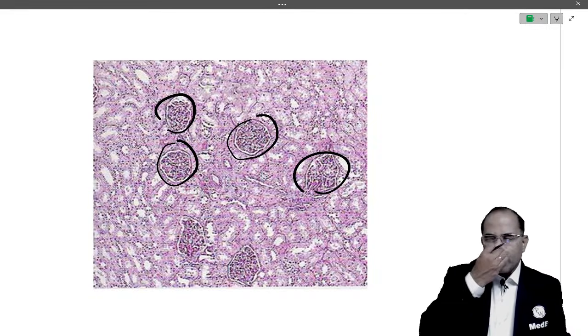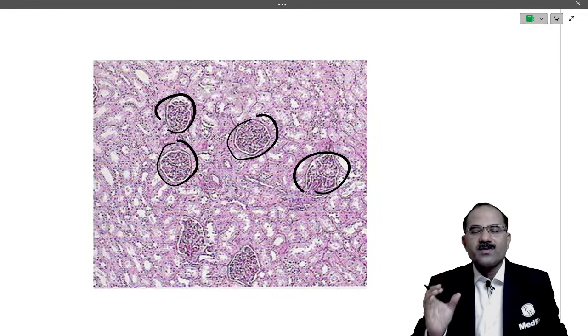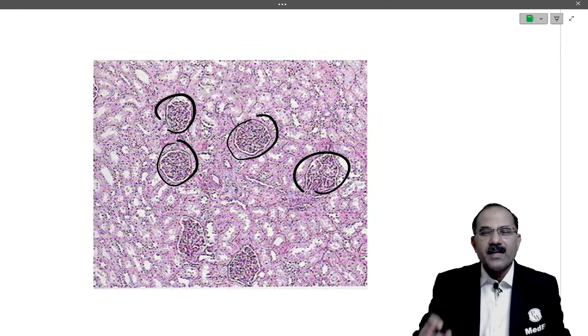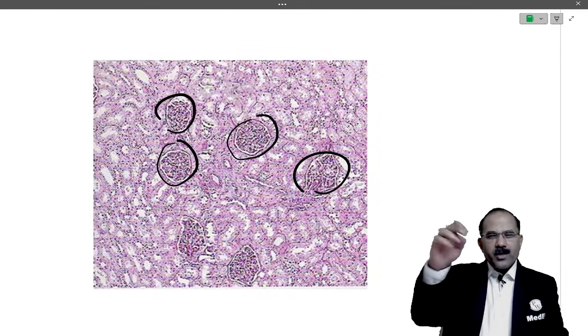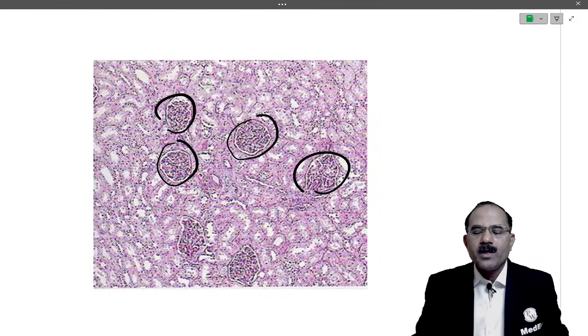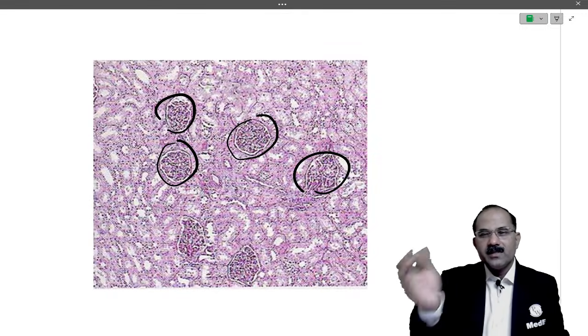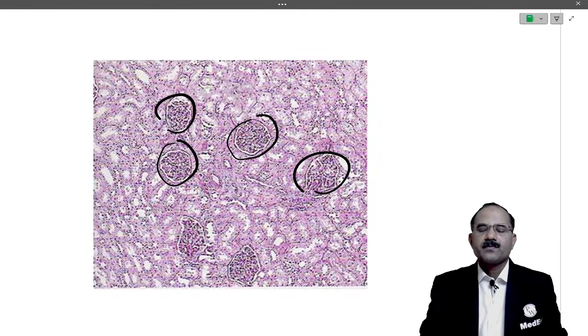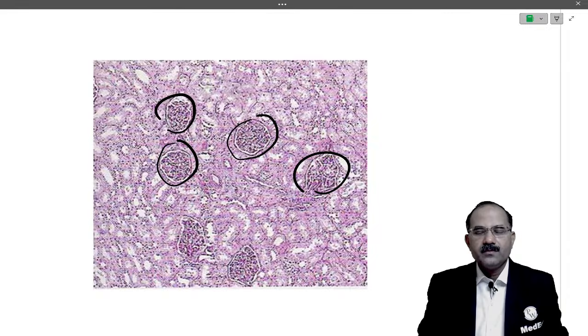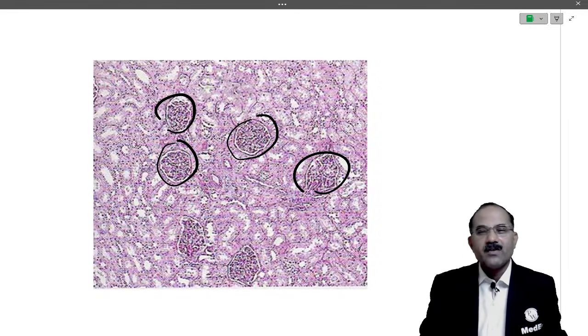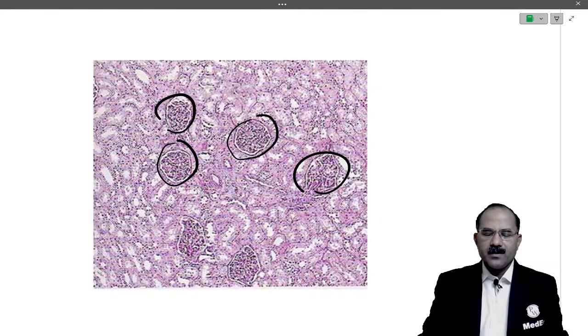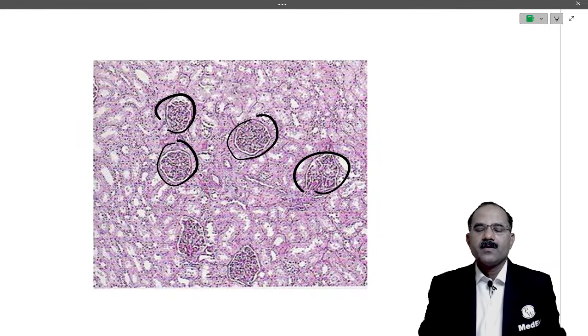Then differences in PCT and DCT is asked. What is the difference in PCT and DCT? Can anyone tell me? Cuboidal epithelium is there in both. Cuboidal epithelium is there in both PCT and DCT. What is the difference? Answer. How is the epithelium in PCT? How is the epithelium in DCT? This is asked in the exams.